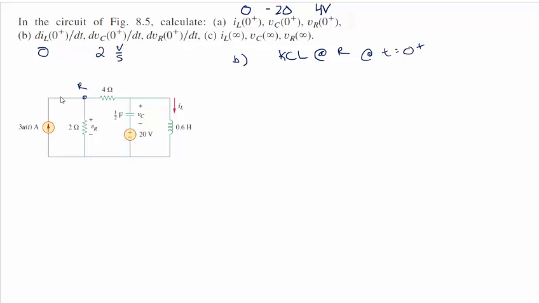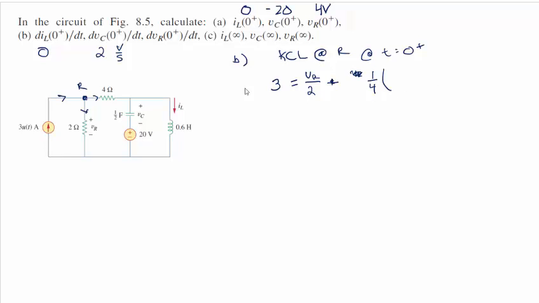So we have current going in, current going that way, current going that way. We have 3 amps goes in equals VR, this voltage right here, VR over 2 ohms. I mean that current right there, VR over 2 ohms. And the other part that's a little bit tricky is what is this current right now? Well, the resistor, you're going to divide by the resistance, so that's 1 over 4 at 4 ohms.